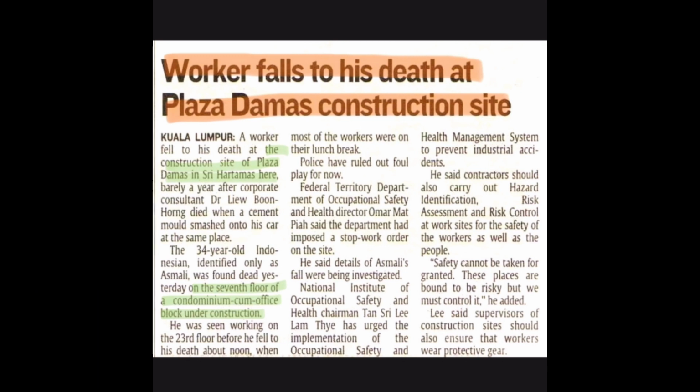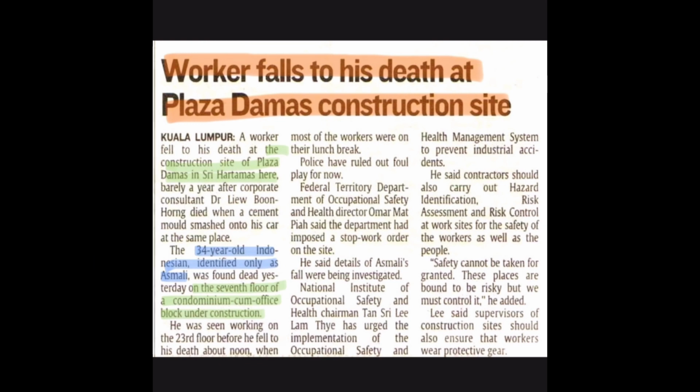Okay, for who, you can see here the victim is a 34 year old Indonesian, identified only as Asmali. He is a contractor worker who was found dead at the workplace here.